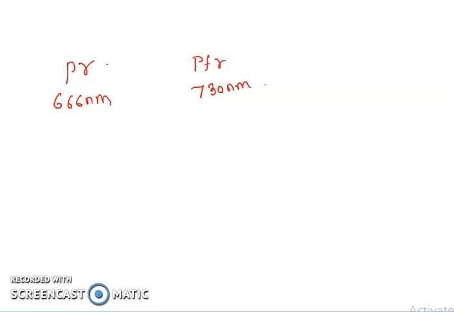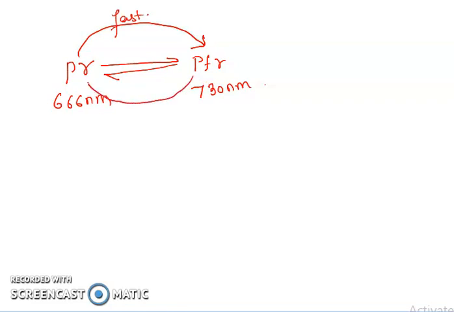During the day condition, PR will be converted into PFR. These two are interconvertible forms, and the conversion of PR into PFR takes place in a fast way during the daytime. During the night time, PFR is converted into PR, and it is a slow process as compared to the conversion of PR into PFR. During the daytime, the concentration of PFR is higher.